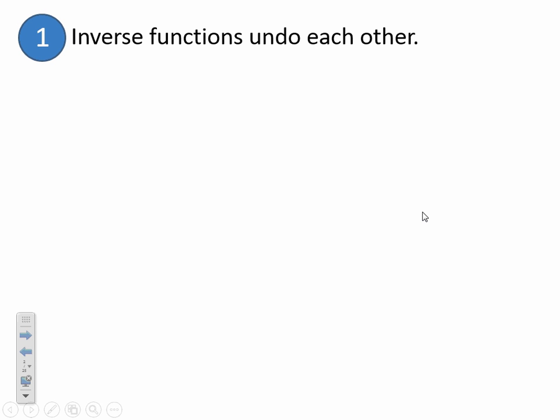It just does not have an inverse function. It has an inverse, but its inverse might not be a function. Okay, more on that later. But for right now, inverse functions undo each other.